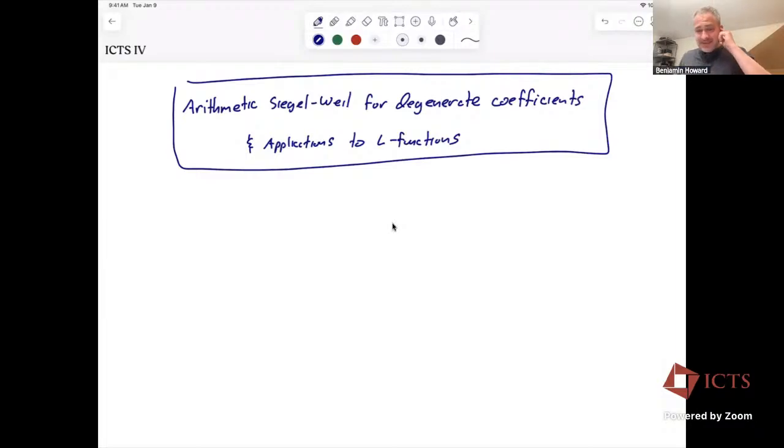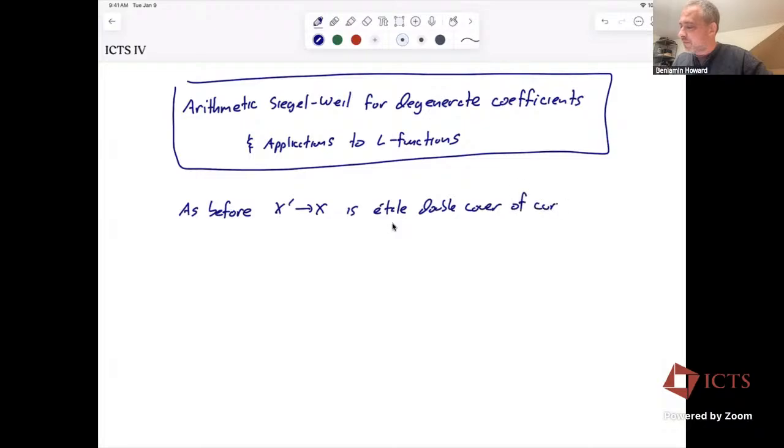All right. So in this last lecture, we're going to keep the same setup from the previous two. So as before, X' to X is an étale double cover of curves. Smooth, projective, geometrically connected, over our finite field K.